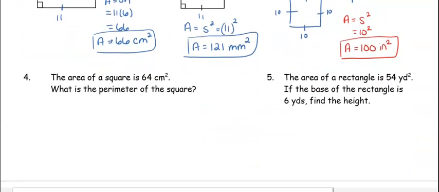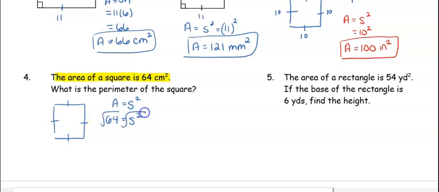Number 4, the area of a square is 64. So we're changing it up a little bit. Still have that square. Sides are congruent. If the area is side squared and the area is 64, that means I'm going to have to square root to find that each side is going to be 8.